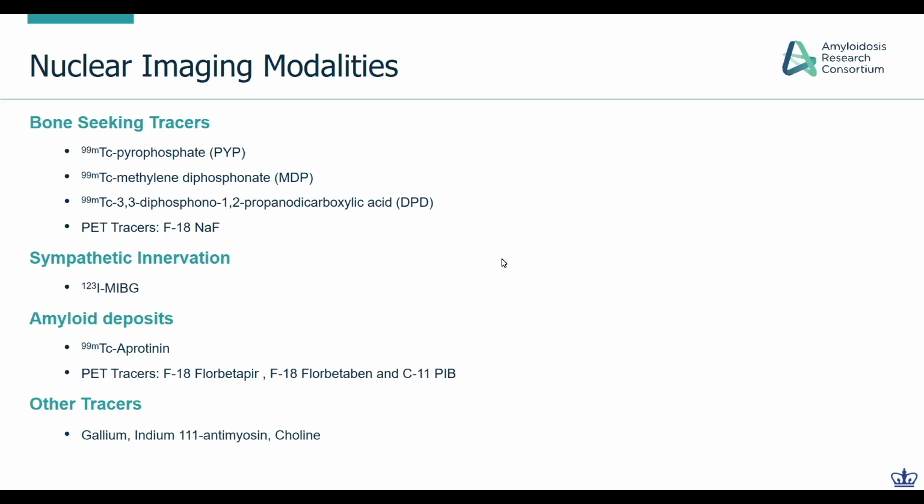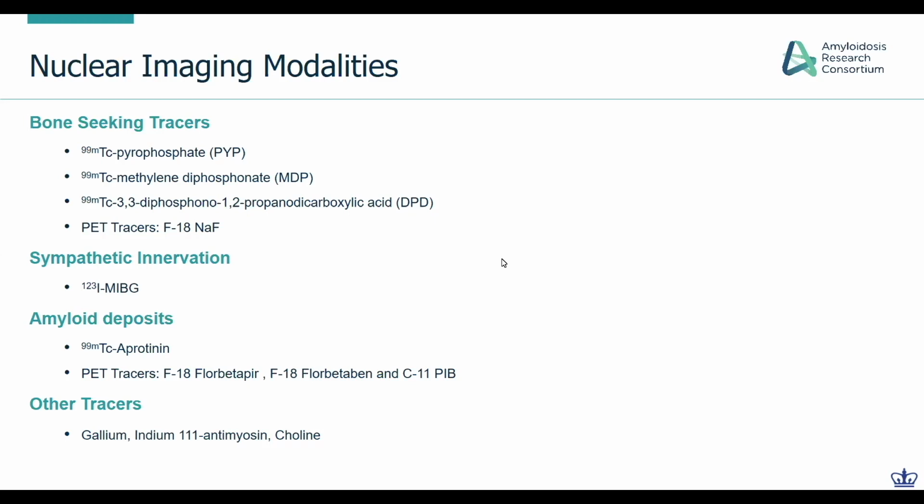Its specificity is low because the uptake can be abnormal in patients with heart failure, with ventricular arrhythmias. But it's useful and can diagnose FAP, especially TTR with FAP in early stages.